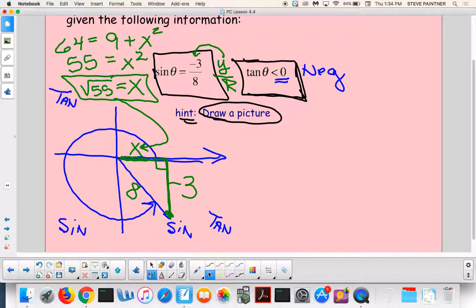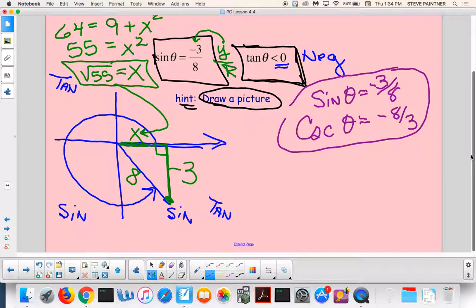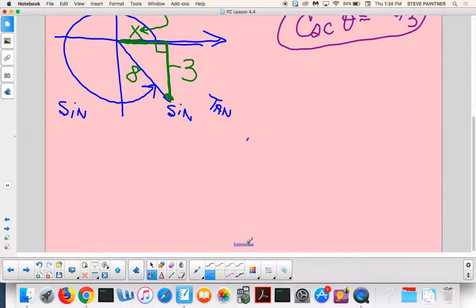But what's not messy? Sine is not messy. Sine was given to you. Sine of theta is negative 3/8, which means cosecant of theta will be negative 8/3. So those two are pretty easy, right? Then the others are a little messy.